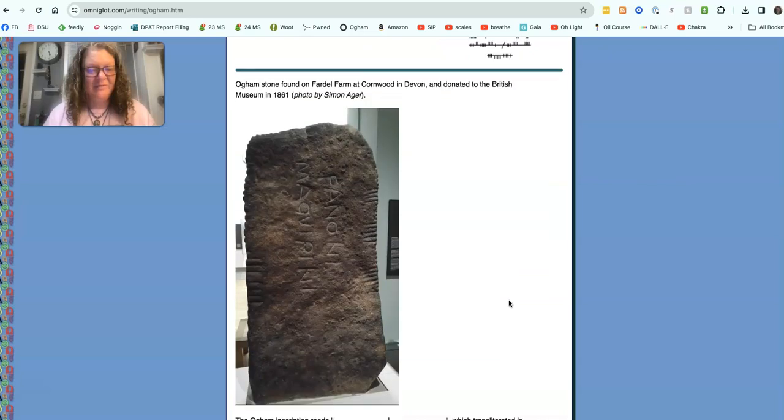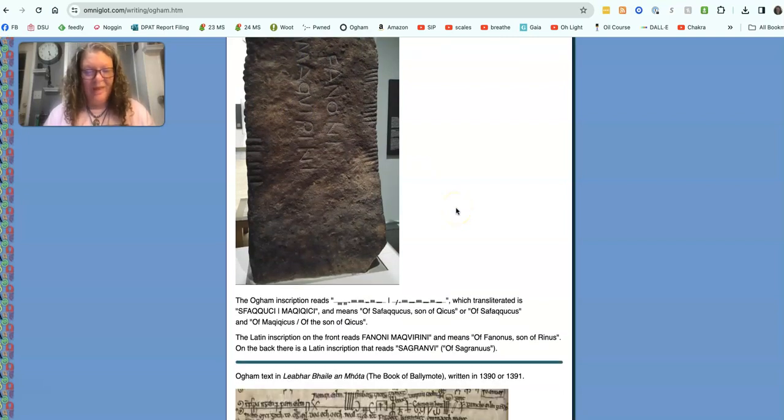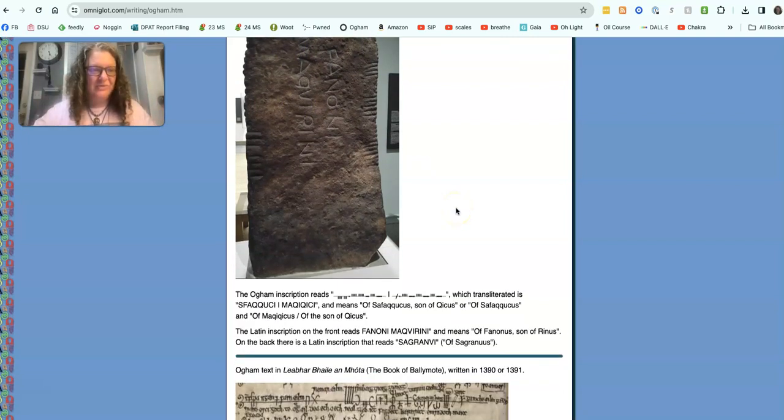Here's an example of a stone that they have found that actually has both Ogham written on it and it has Latin written on it. So you can see the Ogham here going up the side and over. And then on both the front and back of this rock, there's also Latin. And pretty much it's a tribute to, what's it? Magicus, the son of the sun Quickus. I don't know how you say any of that.